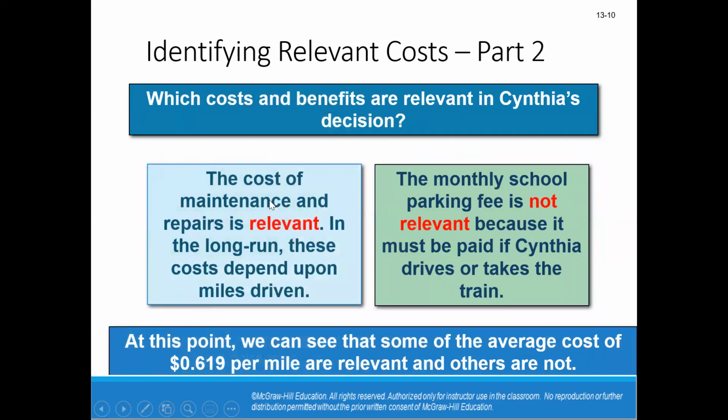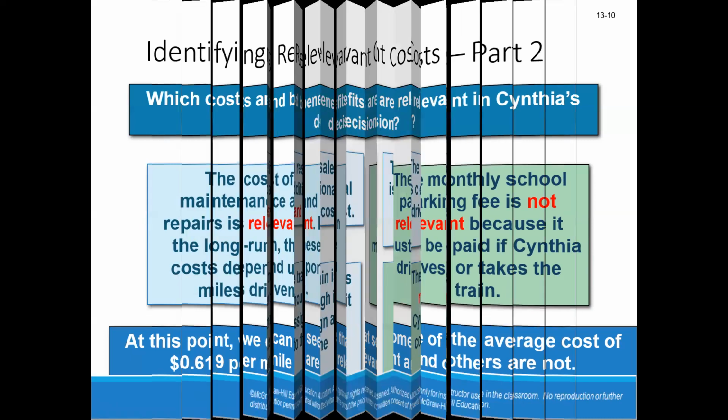The cost of maintenance and repairs would be relevant. In the long run, these costs depend upon the miles driven. The monthly school parking, does that even come into play if she's driving or taking a train to New York? No, that's irrelevant because she's got to pay that if she drives or takes the train. So we see some of these average costs that she could put in, that 61.9 cents a mile. Some are relevant, some aren't relevant.